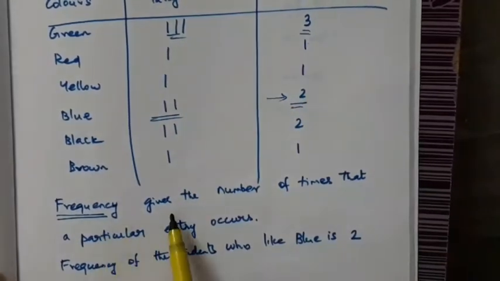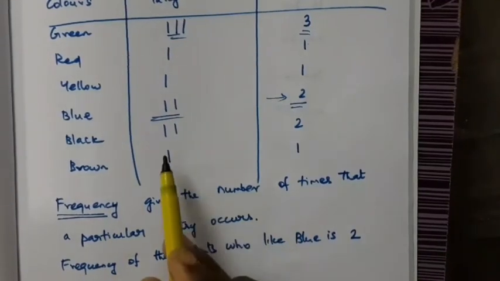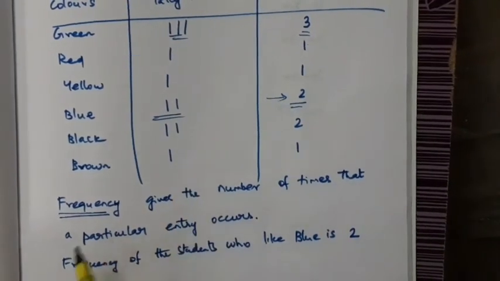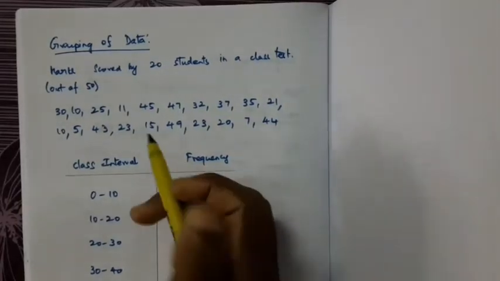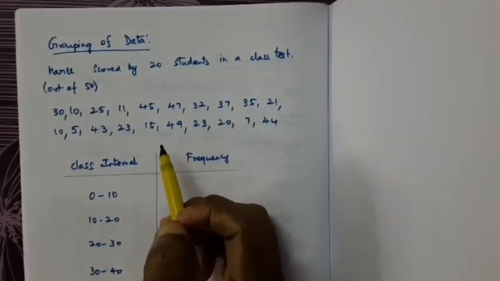So what is the frequency? It is the number of times. You have to count the entries here, that will give the frequency. The next topic is grouping of data. Here is an example of how you will group data.